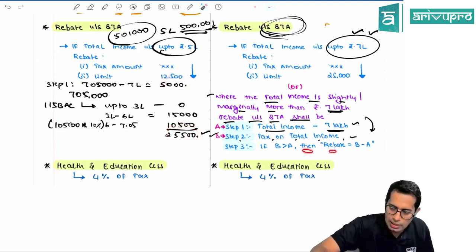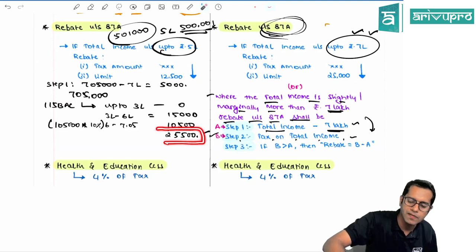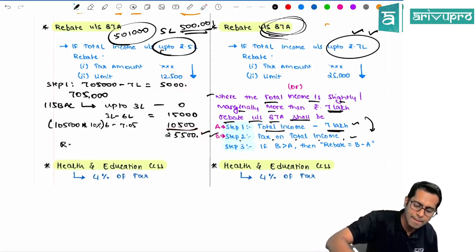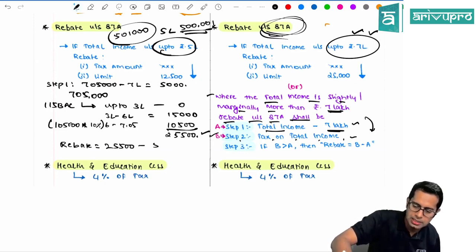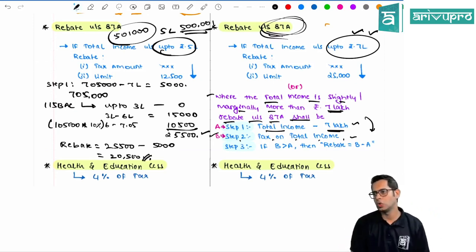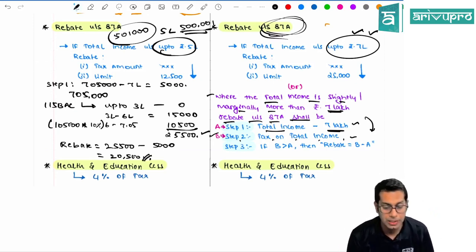Then you will get a rebate. What is that rebate? B minus A, which is nothing but 25,500 minus 5,000 rupees. In this scenario, I'll get a rebate of 25,500 minus 5,000, so 20,500 rupees is the rebate which is going to be given to me. Please note, rebate under section 87A.